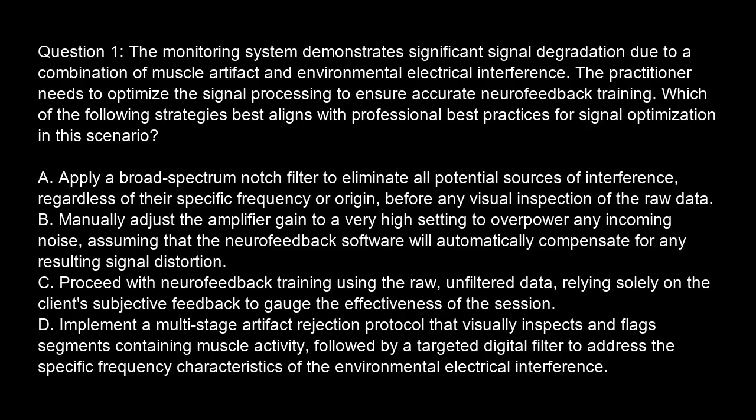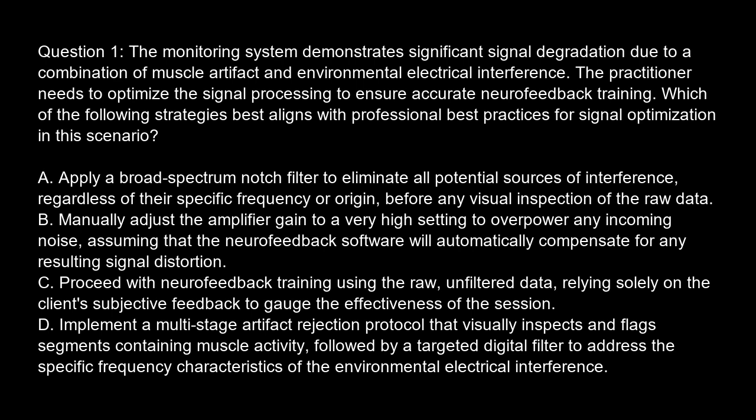Question 1. The monitoring system demonstrates significant signal degradation due to a combination of muscle artifact and environmental electrical interference. The practitioner needs to optimize the signal processing to ensure accurate neurofeedback training. Which of the following strategies best aligns with professional best practices for signal optimization in this scenario?